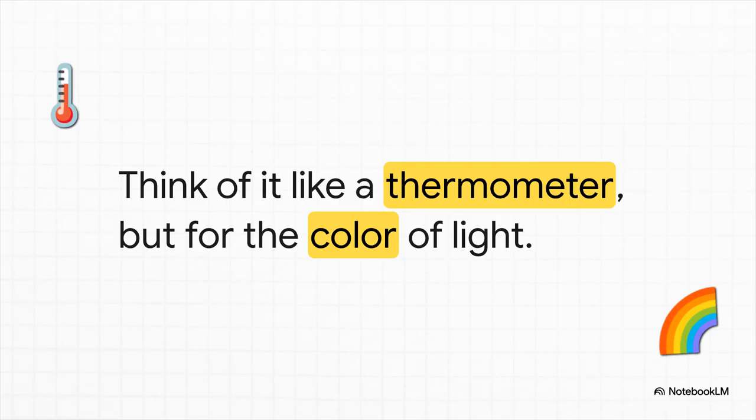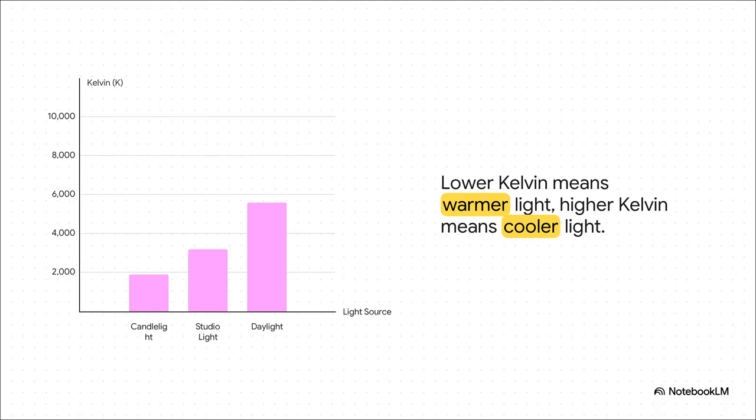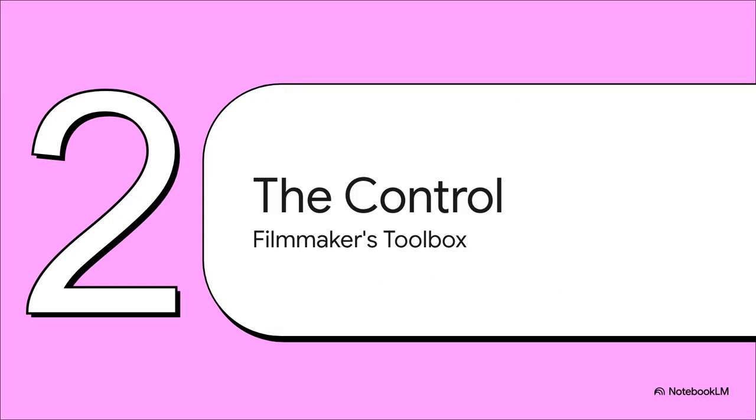And here's the best way to wrap your head around it. Forget Celsius or Fahrenheit. We're just using a different scale, called Kelvin, to measure how warm or cool the color of the light is. It's just a spectrum, like a rainbow. And this chart shows it perfectly. Way down on the low end of the scale, around 1900 Kelvin, you've got the super warm, orangey glow of a candle. Then, as you move up, you hit about 3200 K, which is more of a neutral, yellowish light from a typical lamp. And way up at the high end, around 5600 K, you get the cool, bluish tint of bright daylight. So the main takeaway is this: lower Kelvin number means warmer light. Higher Kelvin number means cooler light. Simple.